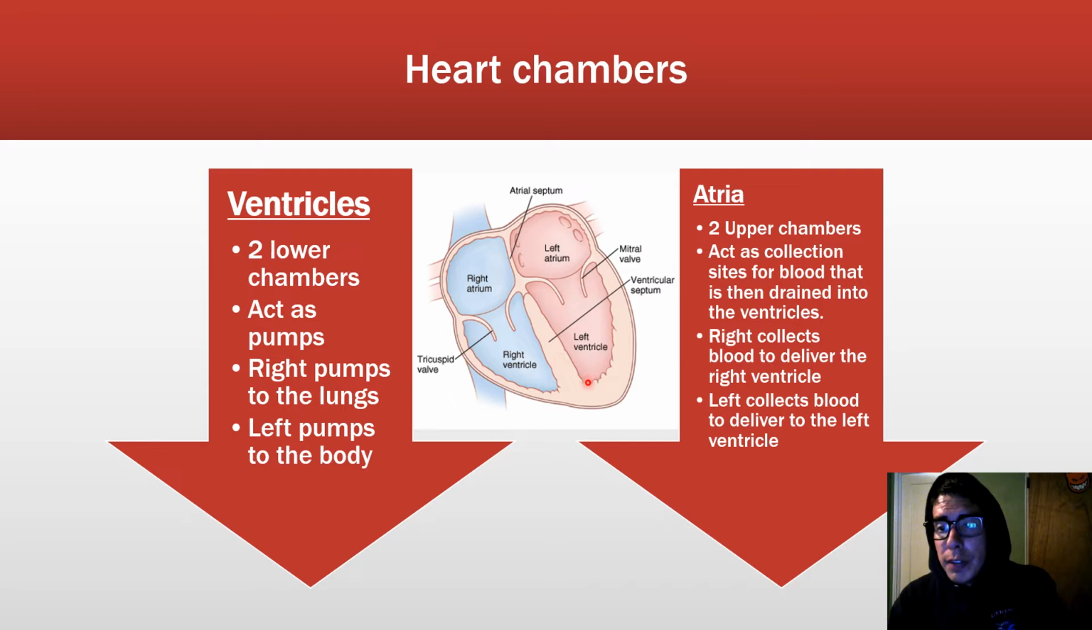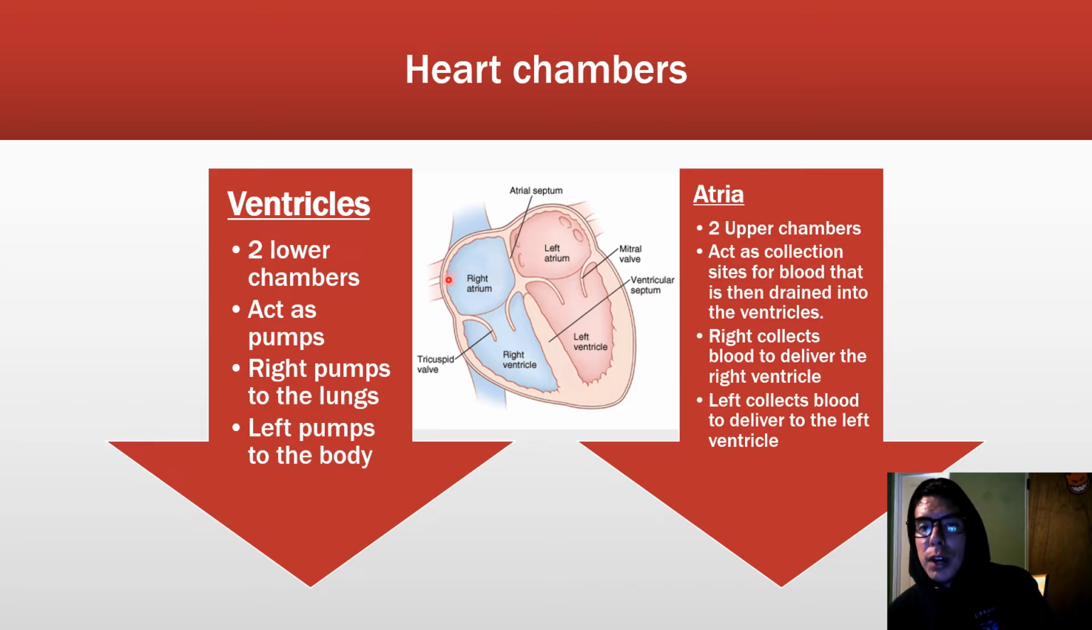Then the left ventricle pumps blood to the body. So this one is going to be more muscular, and it's going to beat harder because it has to get blood throughout the whole body, whereas the right ventricle only needs to get blood to the lungs, which are right there next to it. So a lot more force in the left ventricle.